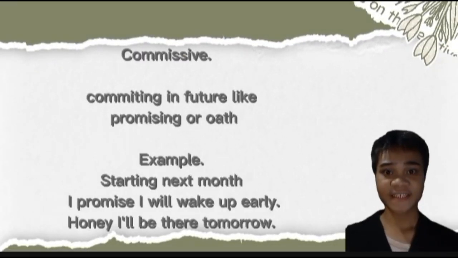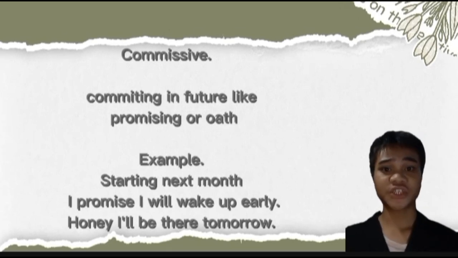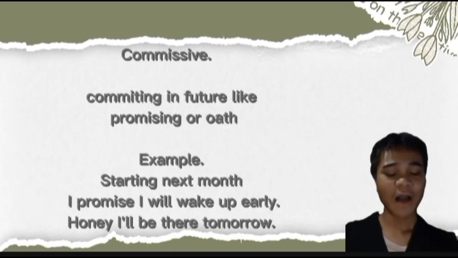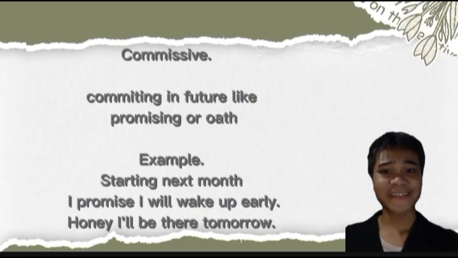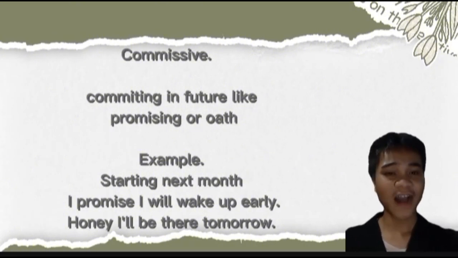Third is commissive, committing in the future, like promising or an oath. I will give an example. Starting next month, I promise I will wake up early. That's promising. Honey, I will be there tomorrow. That's an oath.